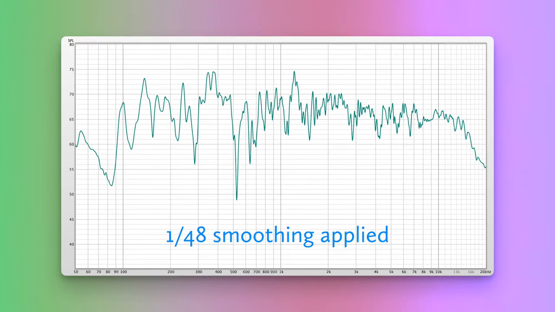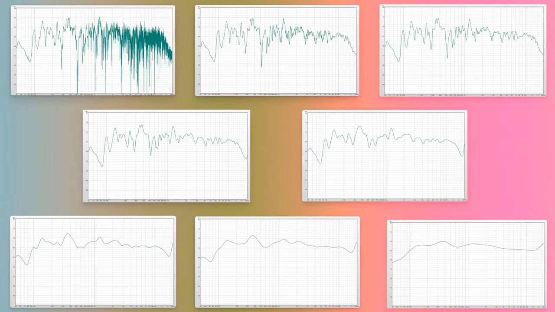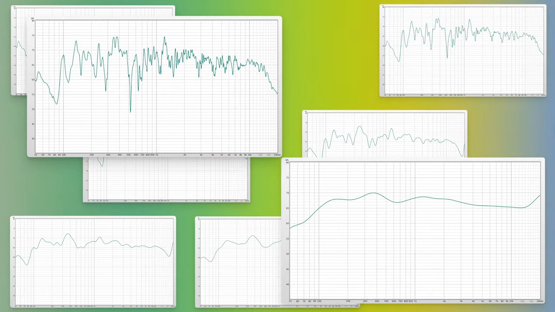Once I applied the 1/48th smoothing, which is a very small amount, it immediately becomes much easier to see what's going on. However, as you smooth the graph more and more, it becomes less and less truthful, you could say, and more forgiving when it comes to the flaws. For instance, if you compare these two graphs, one looks like a disaster and the other one looks pretty decent, but they're actually the same frequency response with just different smoothing settings.